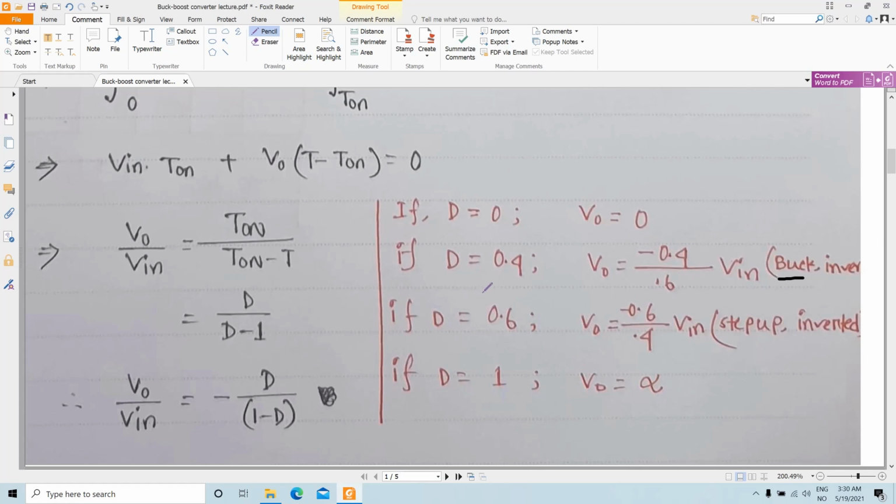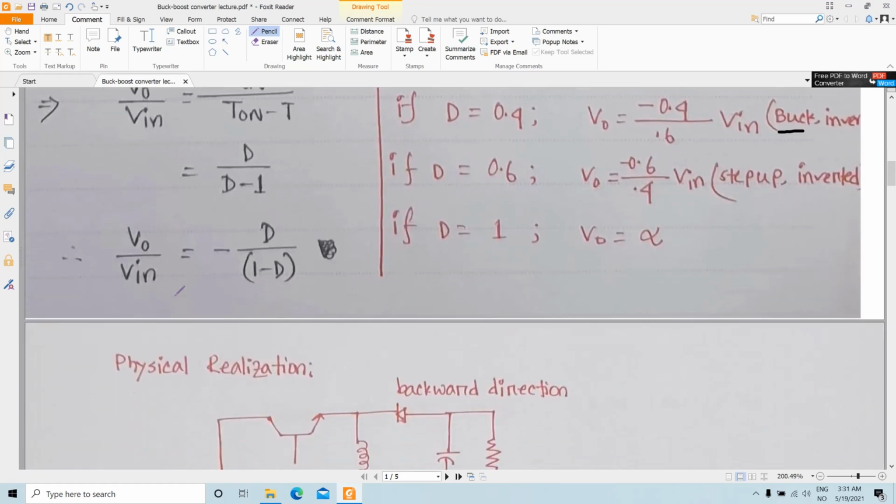And when your D is 0.5, at that time your numerator becomes 0.5 and the denominator also becomes 0.5. If you have a negative sign here in the gain equation, that means it is an inverted operation, but it is neither stepping up nor stepping down. So for a D value less than 0.5, it is operating as a buck converter, whereas for a D value more than 0.5 and less than 1, it is operating in the boost mode.